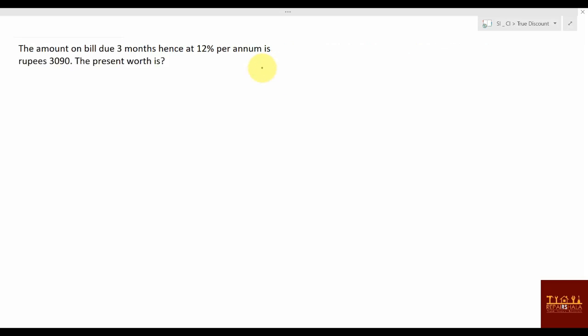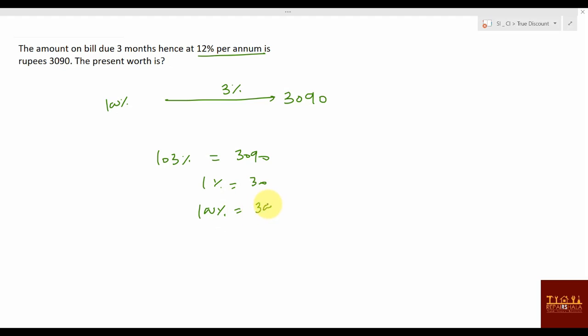Okay, let's talk about this. The amount on a bill due 3 months hence at 12% per annum is rupees 3090. Find the present worth. Simple. 3090 is given, that is the face value. 12% per annum, for 3 months it will be 3%. Suppose the present worth is 100%, so the total face value is 103%, and this becomes 3090. So 1% value is 30, so 100% value is 3000.